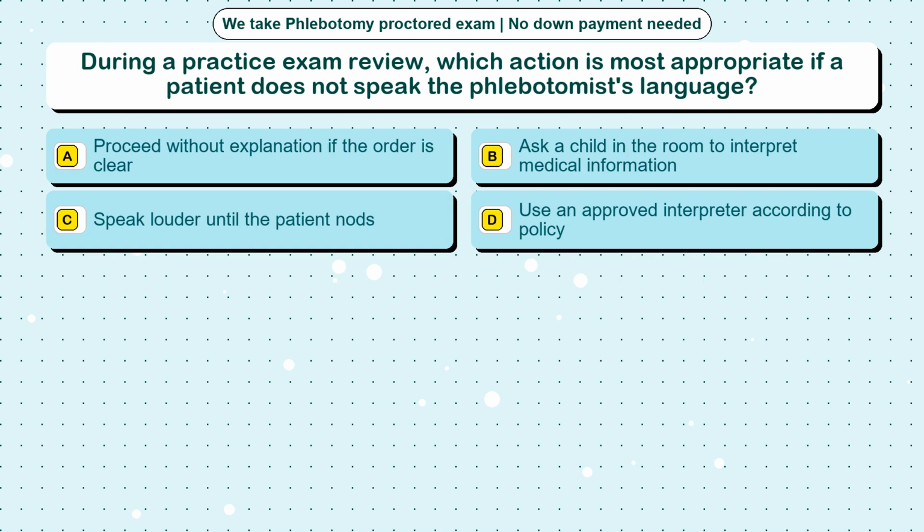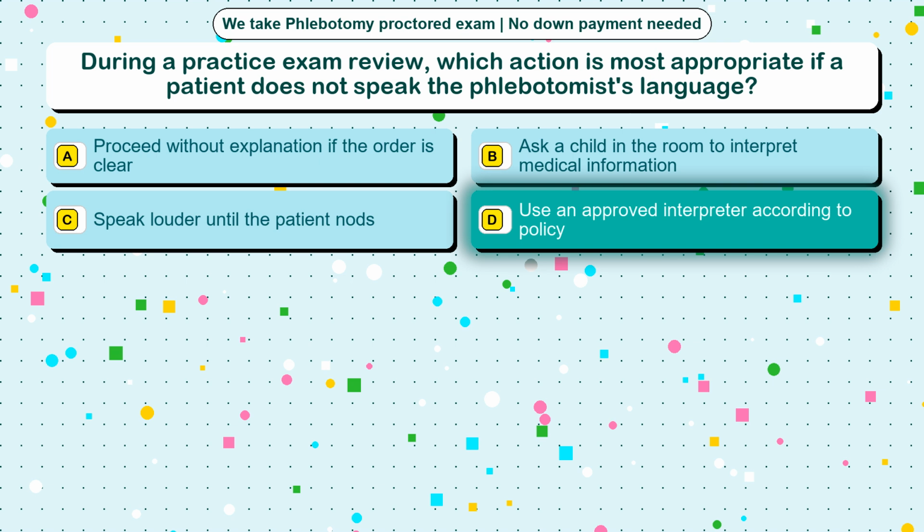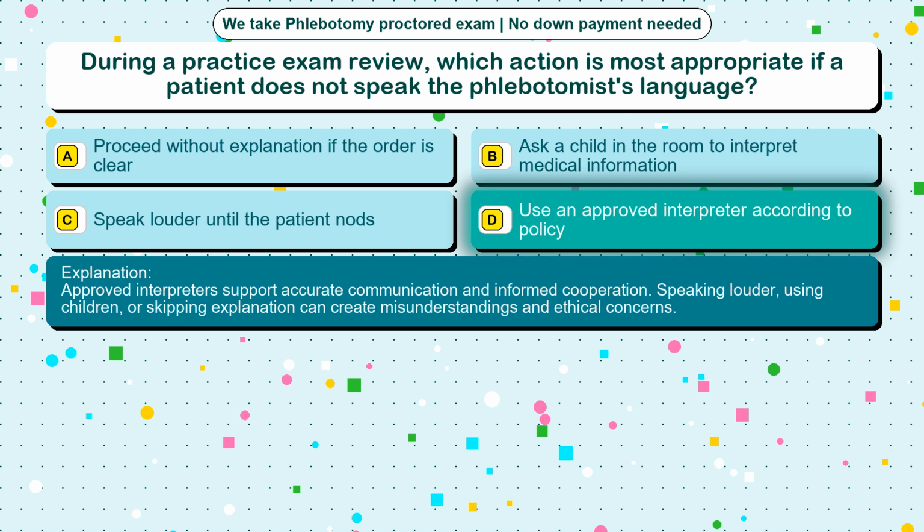Question 50. During a practice exam review, which action is most appropriate if a patient does not speak the phlebotomist's language? Option A, proceed without explanation if the order is clear. Option B, ask a child in the room to interpret medical information. Option C, speak louder until the patient nods. Option D, use an approved interpreter according to policy. The correct answer is option D, use an approved interpreter according to policy. Approved interpreters support accurate communication and informed cooperation. Speaking louder, using children, or skipping explanation can create misunderstandings and ethical concerns.